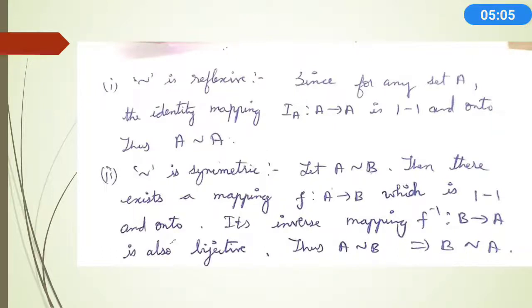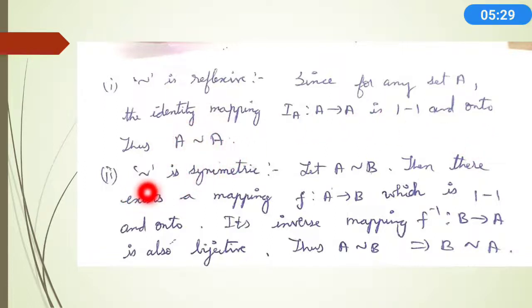First condition, as I said, the relation tilde is reflexive when there exists an identity mapping. That is, if A is related to itself, then it is reflexive. Obviously, when it is related to itself, it will be one-to-one and it will be onto. Therefore, A is related to A itself.